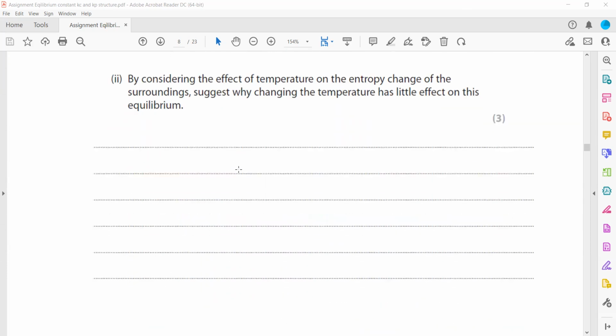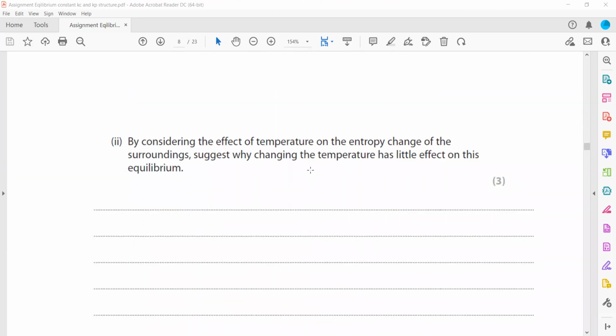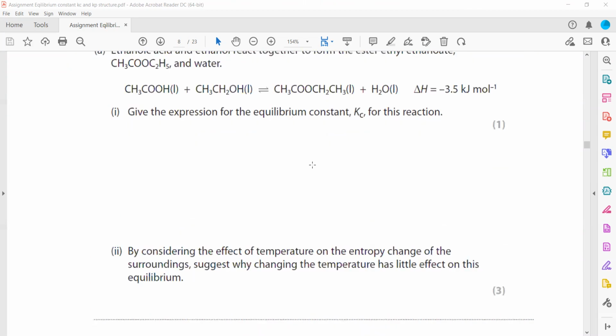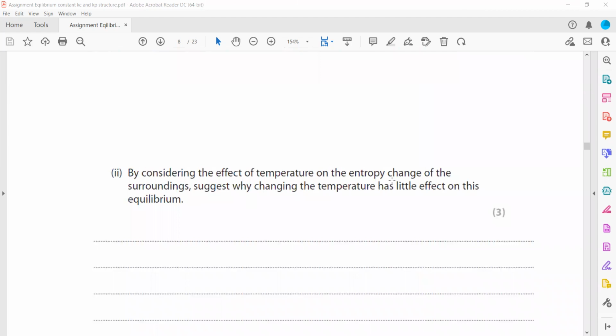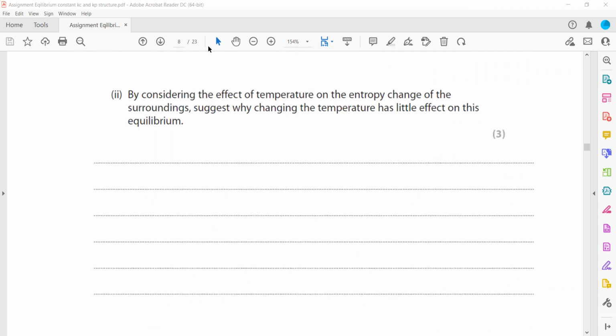By considering the effect of temperature on the entropy change of the surroundings, suggest why changing the temperature has little effect on the equilibrium. So why the temperature? By considering the effect of entropy change on the surroundings. So what is the entropy of the surroundings? It is given by minus delta H by T. If we change the temperature, the entropy of the surroundings does not change too much, because the reaction is exothermic, and it is only slightly exothermic.